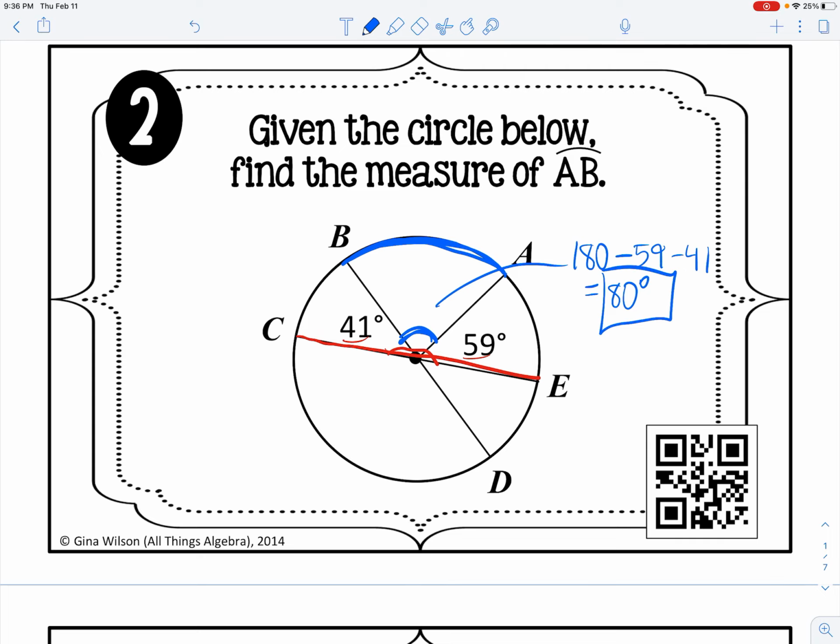Okay, so the big thing is I'm always looking to see, do we have any straight lines? Because straight lines mean that it's 180 degrees. So those are kind of the easiest ways for us to do those.